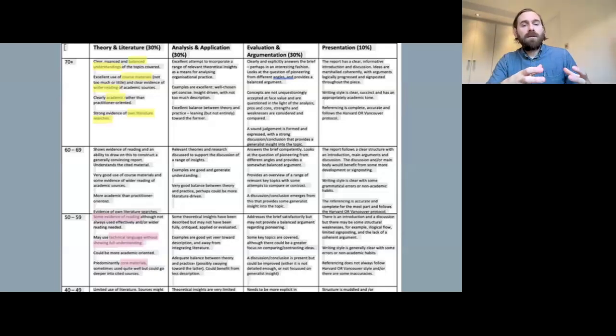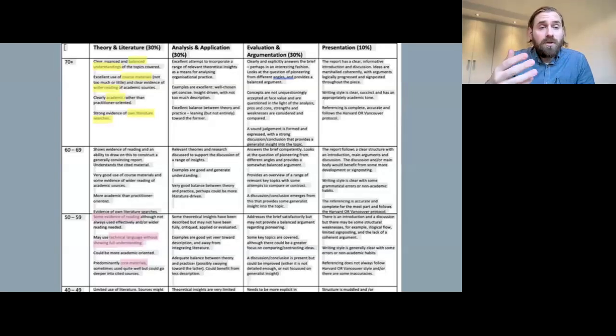To score higher marks for theory and literature, you're going to want to include voices from each of those parties, each of those camps, each of those different positions. We're going to want to hear something from each. So that is where it comes down to the breadth of understanding.